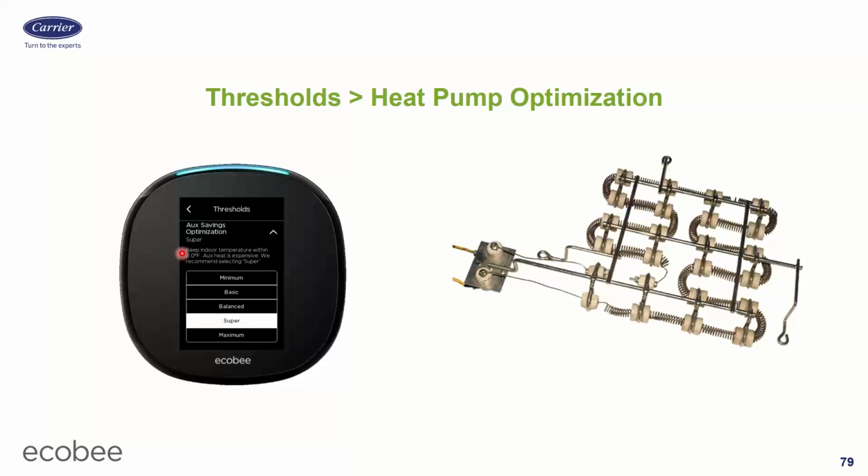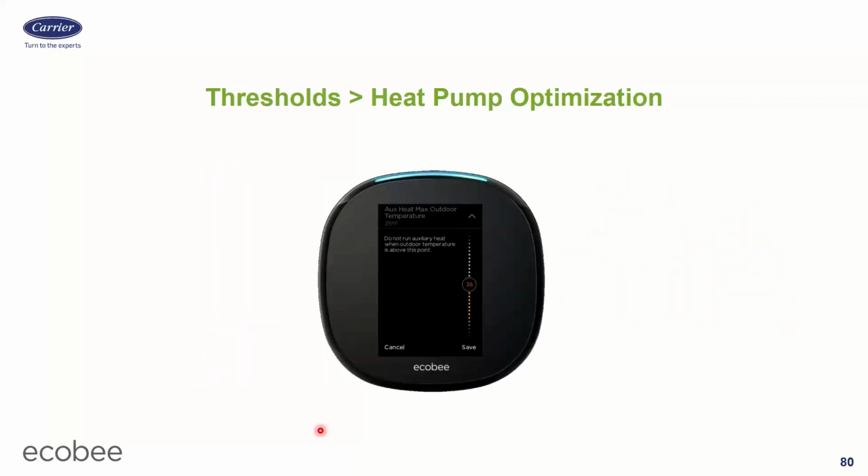If the customer doesn't like that and they want it to be tighter temperature control, they can pick one of these other options, but it'll cost them a lot more in electricity. So that's the choice they're making. Super is probably what we'd recommend. 2 degrees is a pretty traditional separation between heat pump and auxiliary heat.